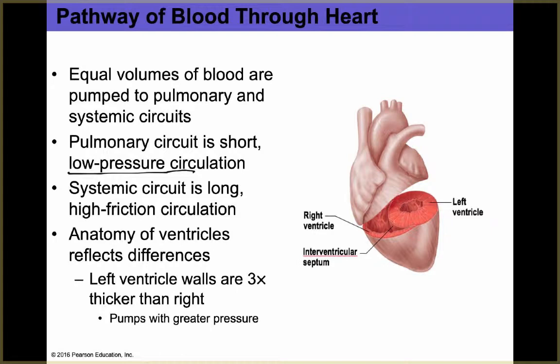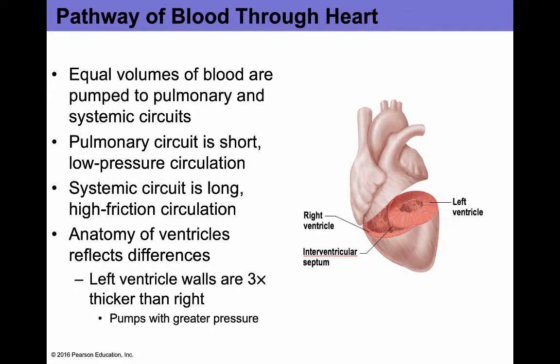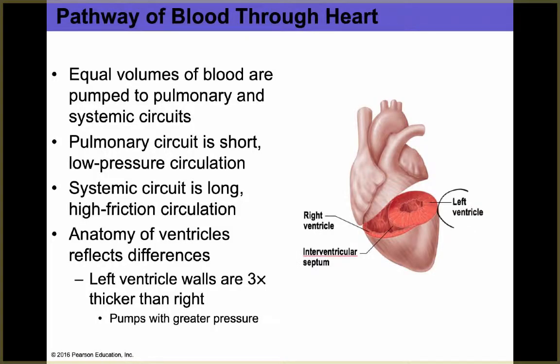The systemic circuit, though, is much larger, and it has a lot more friction. You have to think there's a lot more blood vessels that we're pumping blood through. So it's going to create more pressure. And so the anatomy of the ventricles is what reflects this difference. If you remember when we actually looked in the heart, the left ventricle was so much thicker. It's about 3 times as thick as the right. And that's basically to help generate enough pressure to allow blood to flow through the higher level of friction in the circulation.